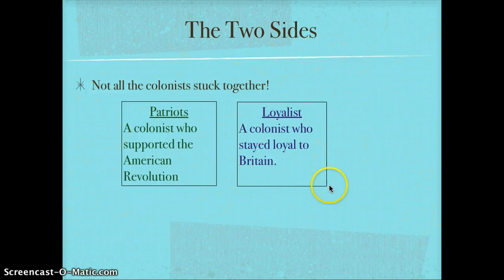The other side were the Loyalists. Though they were still colonists in America, they decided to stay loyal to Britain and fight against the Patriots or other colonists. This caused a lot of problems. I want you to pause the video and jot down these two vocab words in your book: Patriots and Loyalists. You can start the video again when you are finished.